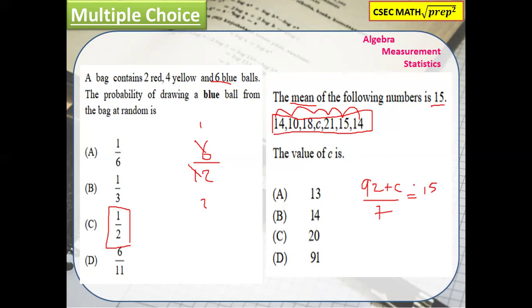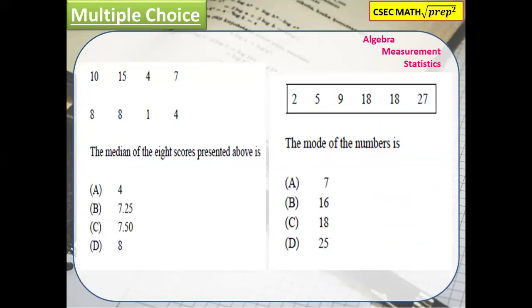Good. If we work algebraically and multiply 15 by 7, then 92 plus C would be equal to 105. Now, if you subtract 92 from 105, C is going to be 13. And A is our answer. Right? That's how you find the missing number from a set when the mean is given.